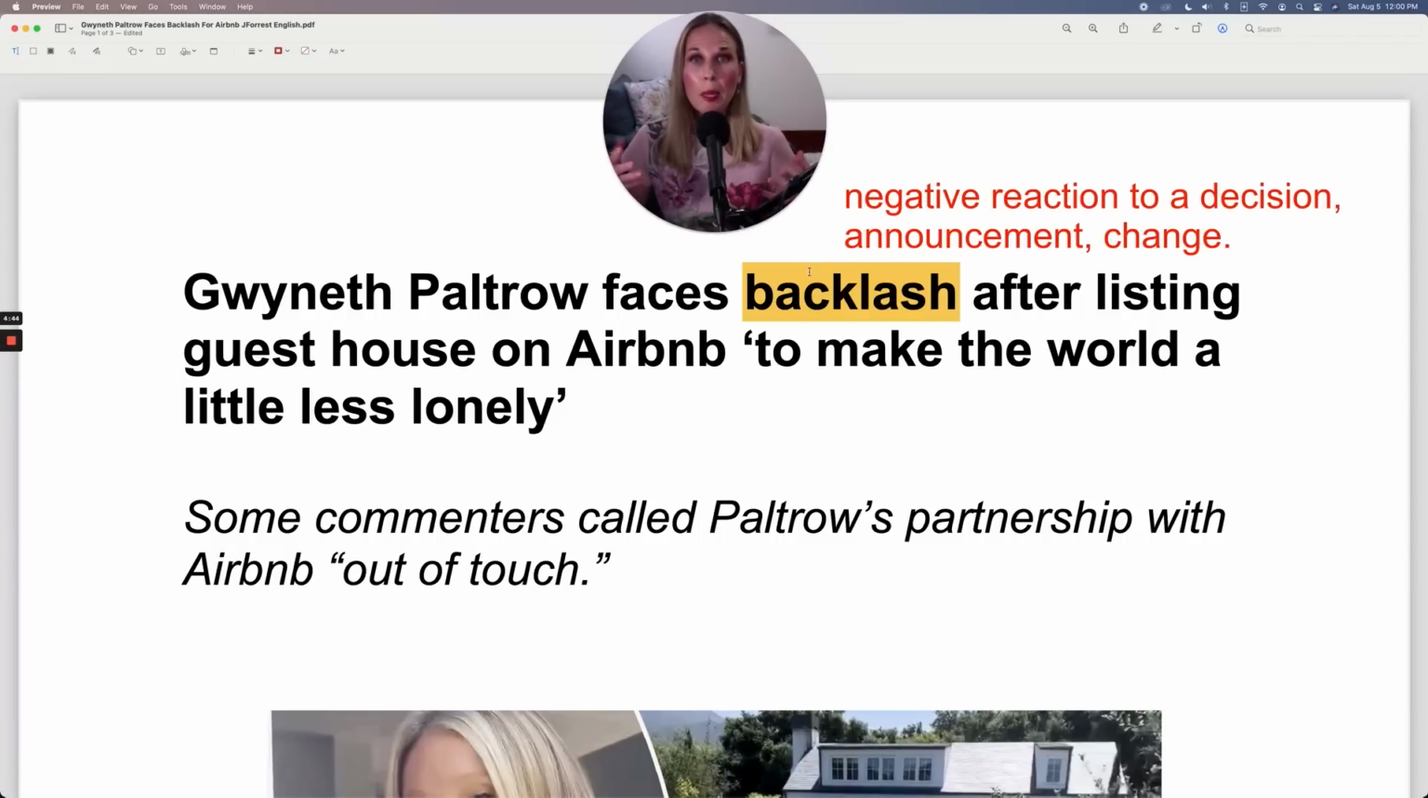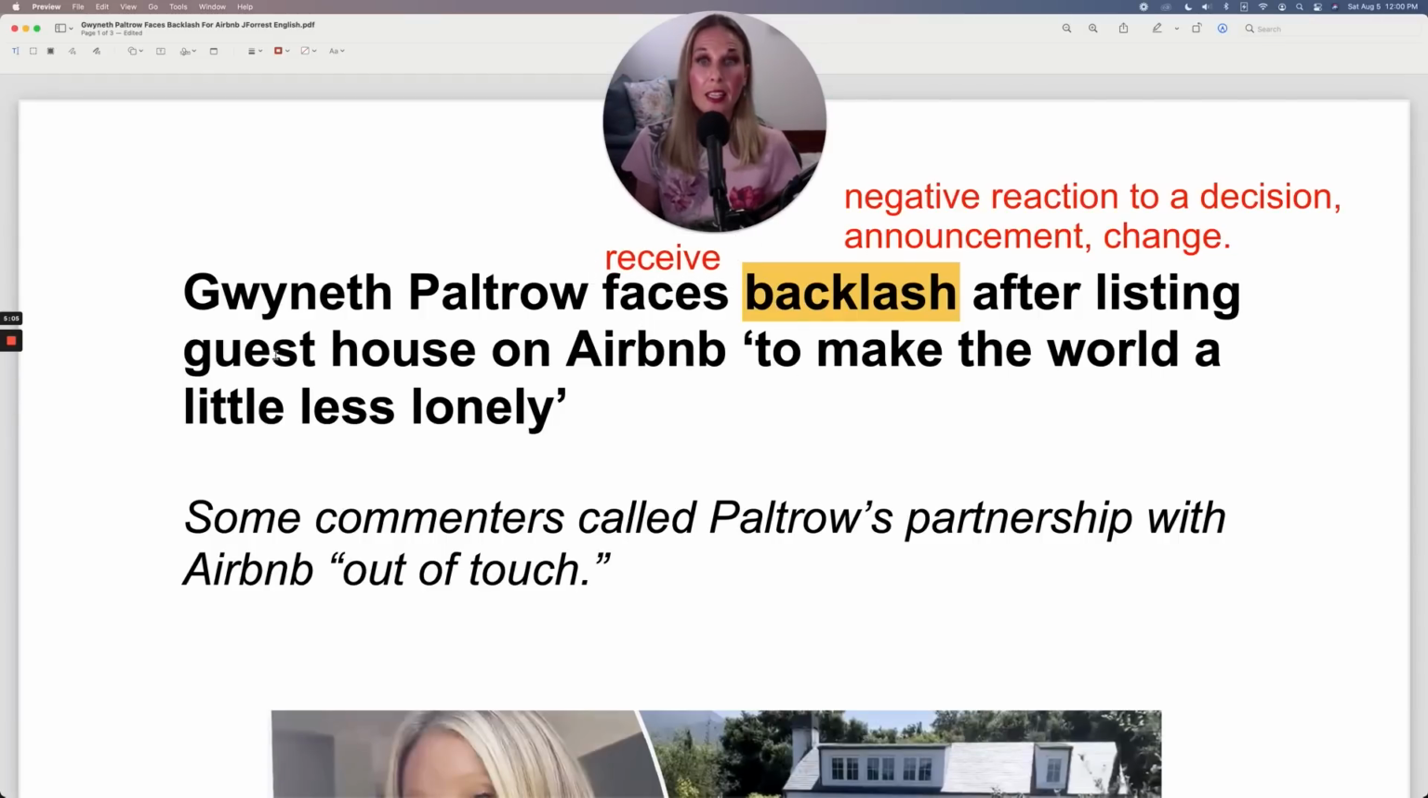So a company might receive backlash for implementing a new policy, like a dress code, for example. So you can receive backlash, you can face backlash. So this would be the verb that goes with the noun backlash. Receive, face, those are common verbs.